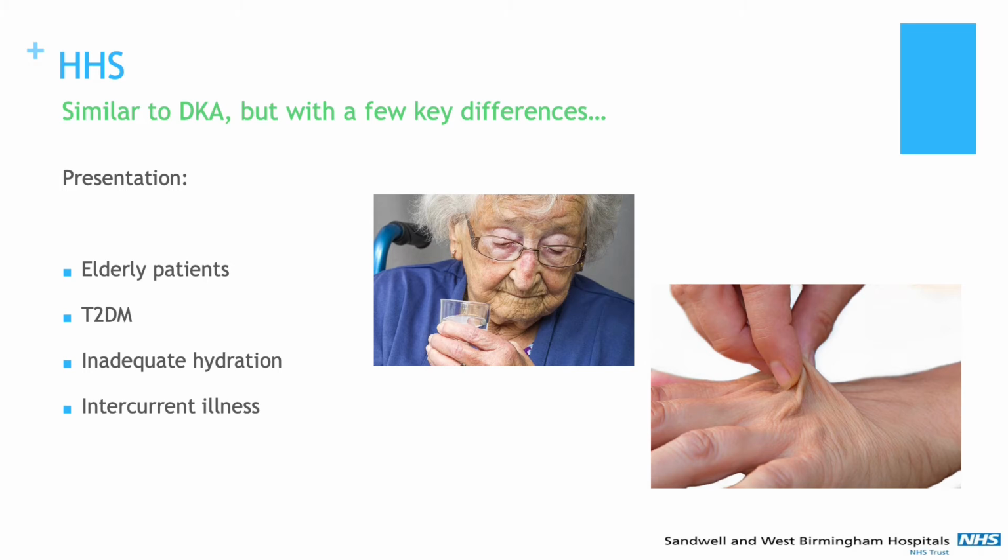So moving on to HHS, it's similar to DKA but has a few key differences. Typically it presents in elderly patients and those with type 2 diabetes, and it usually features inadequate hydration and intercurrent illness.